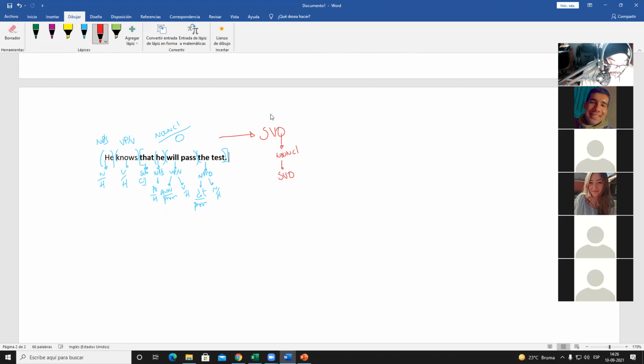Be very careful with the following idea. A noun clause is considered to be a noun clause because it plays the role of a subject or an object. Right? All over again. A noun clause is considered to be a noun clause because it plays the role of a subject or an object in a sentence. ¿Alguna duda?